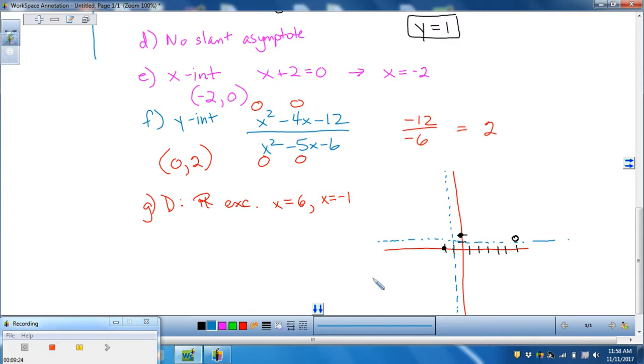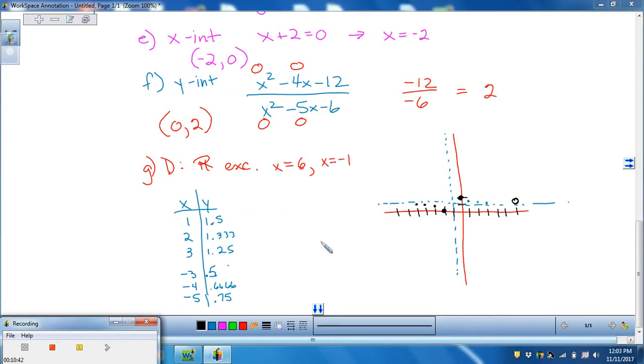So at this point, we now take our calculator and we figure out some other points to help us finish graphing it. So let me go ahead and do that, and we'll pause and I'll come back with what the graph looks like. Okay, so I went on the calculator and I found these values for my table. 1 gave us a value of 1.5, 2 gave us a value of 1.33, 3, 1.25, and you can see that it's getting closer and closer to the horizontal asymptote.